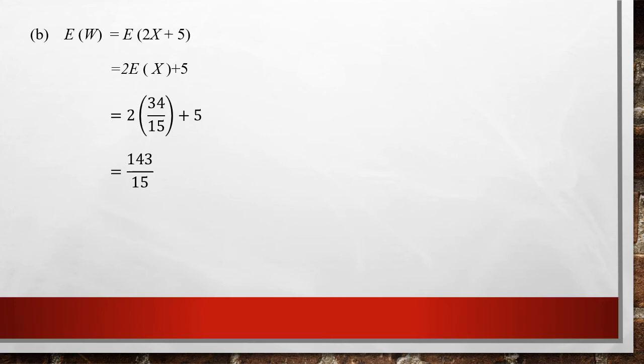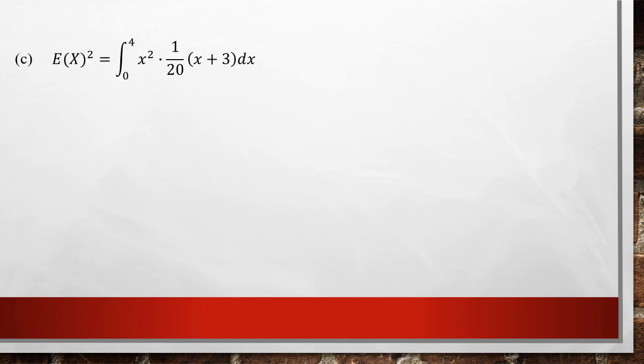Okay, now for question C, we need to find the expected value of x squared. So now the difference here is that the value of x should be x squared. It's not only x but x squared. We multiply by the PDF, which is 1 over 20 of x plus 3. So now we can factorize out the constant 1 over 20 and then expand the x squared with the x plus 3. So we get x cubed plus 3x squared.